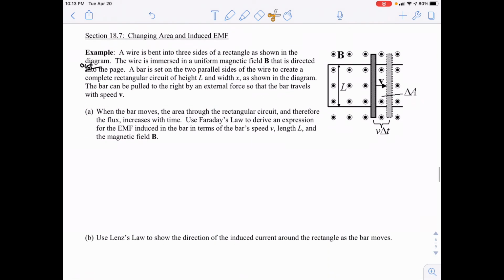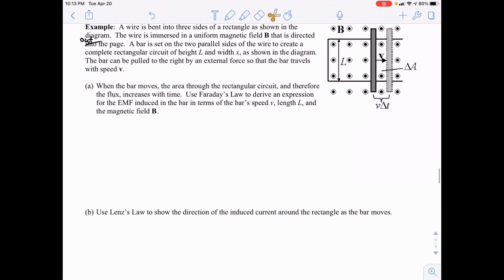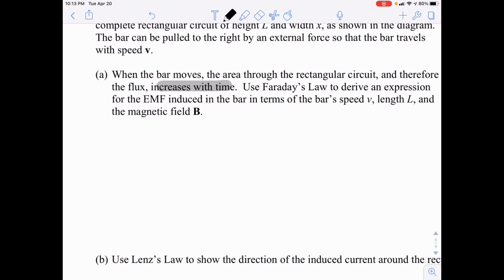Part A. When the bar moves, the area through the rectangular circuit and therefore the flux increases with time. Use Faraday's law to derive an expression for the EMF induced in the bar in terms of the bar's speed, length, and magnetic field. Well, we know that induced EMF is equal to N times the absolute value of delta flux over delta time. It's the rate of change of flux, how quickly the flux is changing.